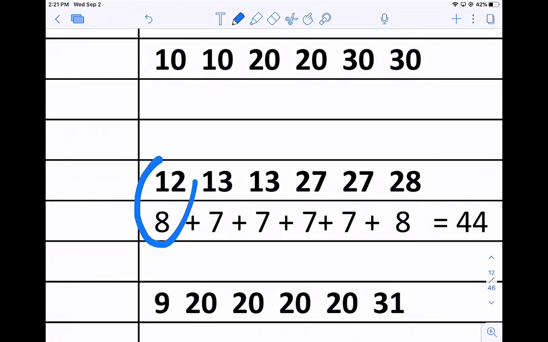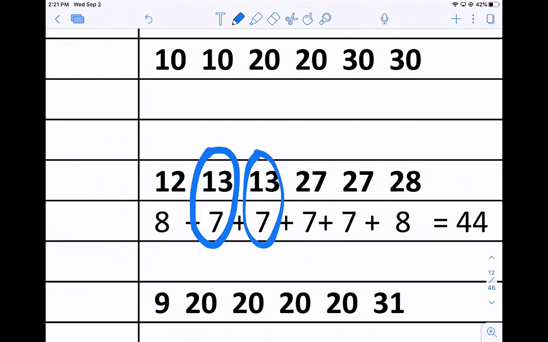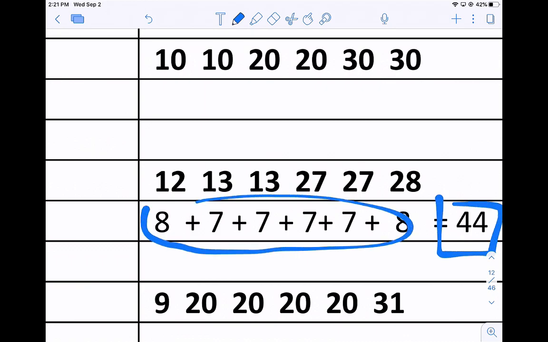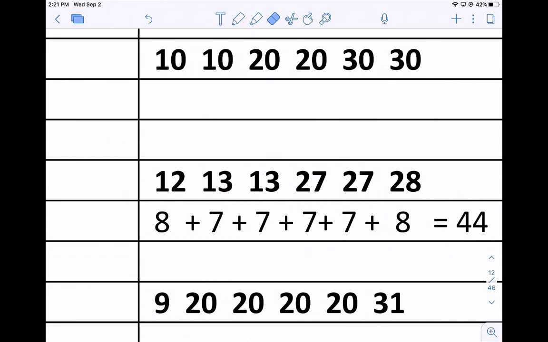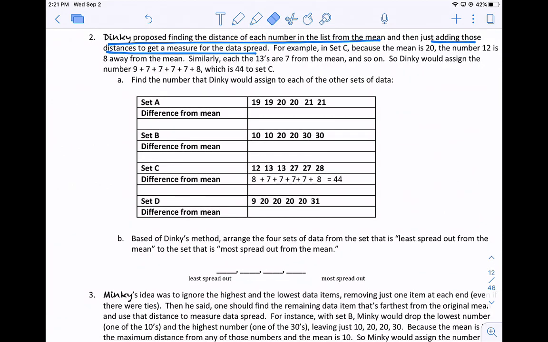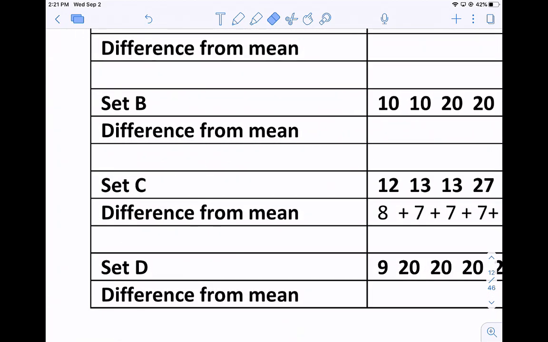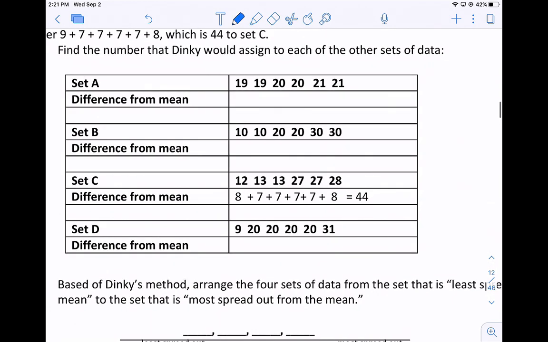So how far is 12 from 20? Well, it's 8 units away from 20. How far is 13 from 20? It's 7. So that's where Dinky got the 7. How far is 27 from 20? That's 7. And he got a bunch of numbers, he or she. Dinky added all these numbers together and got a new number, 44. So according to Dinky's method, set C has this number of 44, which I will circle right here.